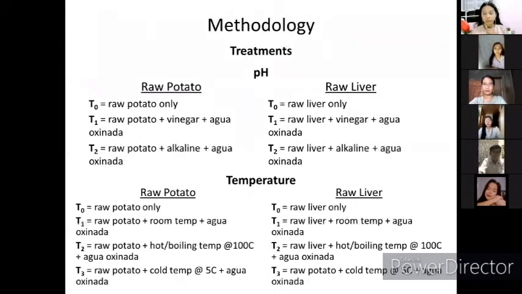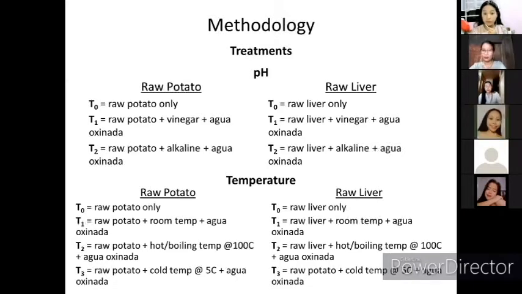Thank you. For the methodology, here are the treatments for pH and temperature. For pH, in T control, we have raw potato and raw liver only. For T1, we have raw potato and raw liver plus vinegar plus agua oxinada. For T2, we have raw potato and raw liver plus alkaline plus agua oxinada.